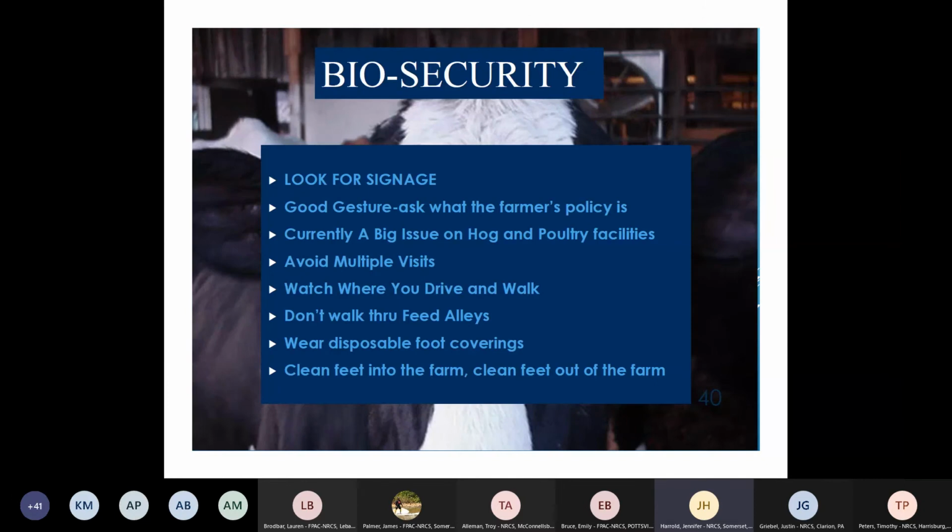So some farms have biosecurity measures signs up. Good thing is to ask the farmer what his policy is. Like I said, hog and poultry facilities are usually more particular than a dairy farm or a beef operation, and avoid the multiple visits on those. And watch where you drive and walk. You don't want to carry manure into the feed and drive through manure and then drive down to the next farm. And it's good to wear those bio booties.